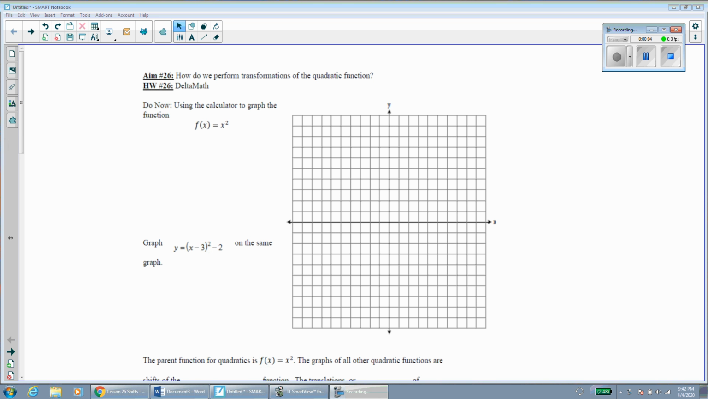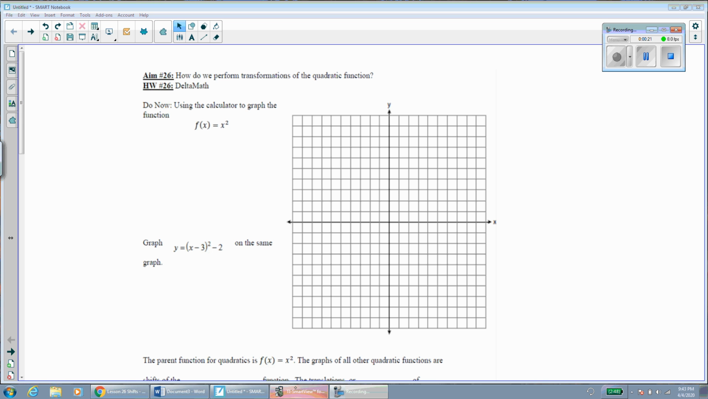Welcome to lesson 26. Our aim today is how do we perform transformations of the quadratic function. So let's start with the do now. The do now says using the calculator, graph the function f of x is equal to x squared. So that's what we're going to do first.